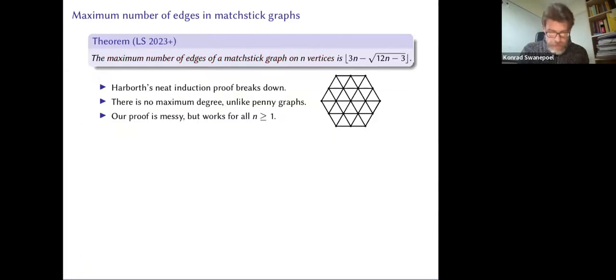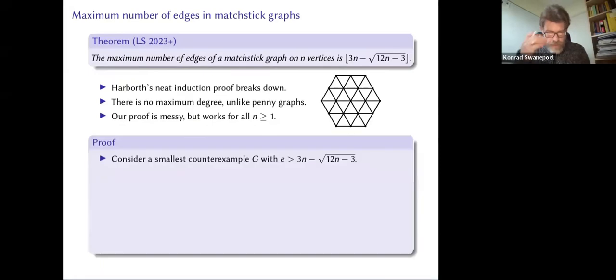Okay, but we wanted to prove Harborth's conjecture. One problem with that is that Harborth's proof breaks down. Harborth's proof is a very nice induction proof, but here it just doesn't work. A lot of his induction proof depends on angles. In a penny graph, all the angles are at least 60 degrees. In a matchstick graph, you don't get that. So that's basically, I think, the first problem you encounter when you try to use Harborth's proof. There's no maximum degree.